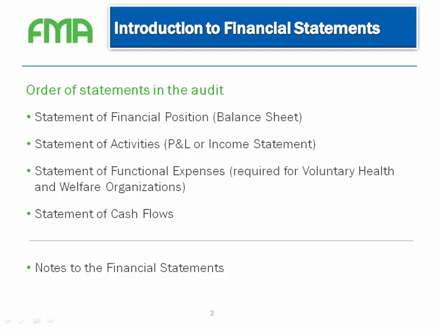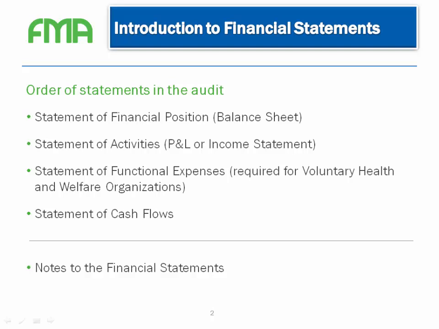Next, we have the statement of activities, which is known in the corporate sector as the income statement or the profit and loss, the P&L. Next, we have the statement of functional expenses. This is not known as anything in the corporate sector because there is no equivalent of the statement of functional expenses in a for-profit audit.